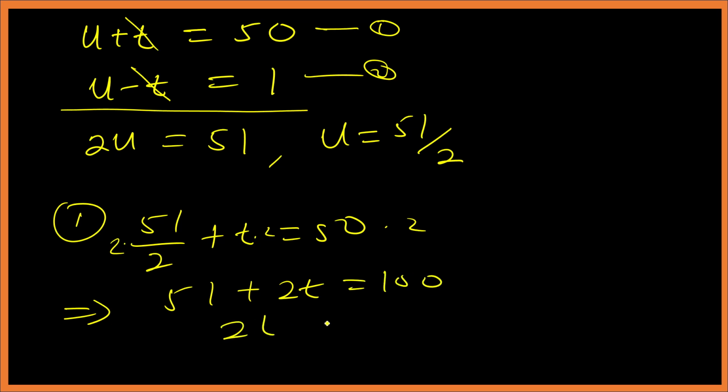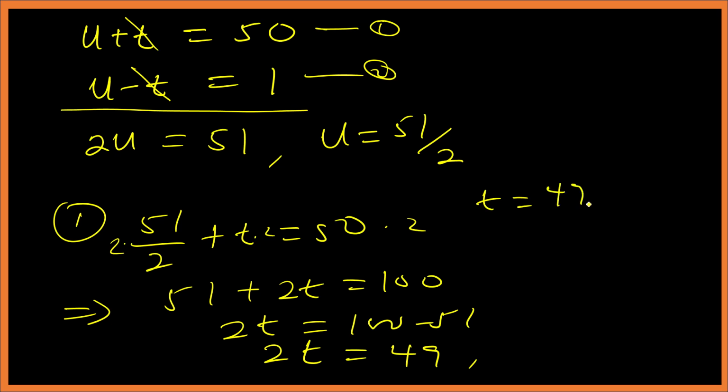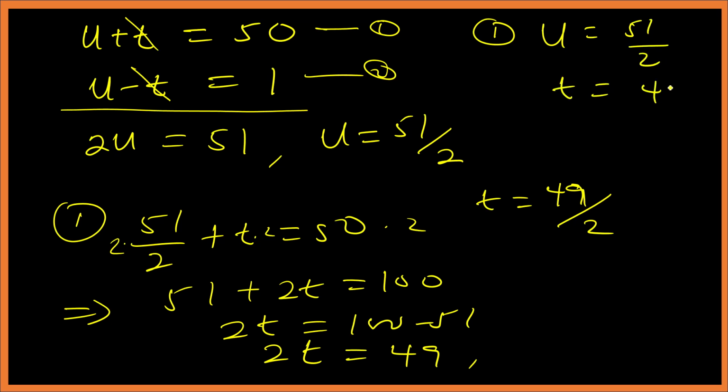So 2t is 100 minus 51. So 2t will be 49. So my t here will be 49 on 2. So the first case has given us u equals 51 on 2, t equals 49 on 2.